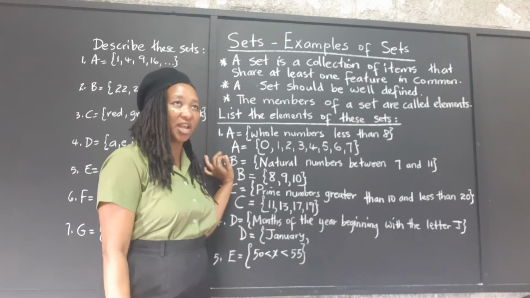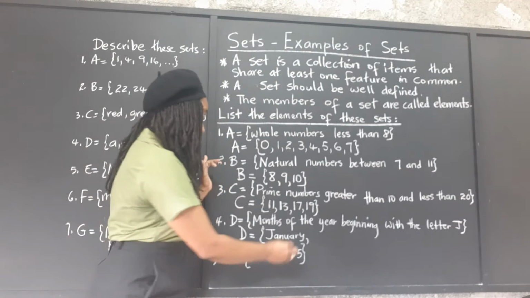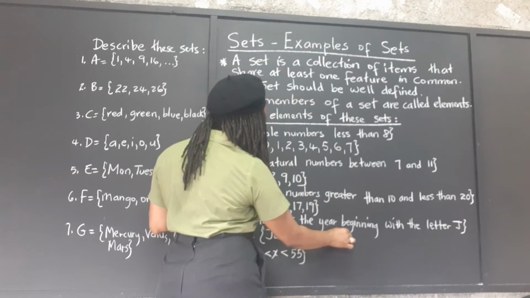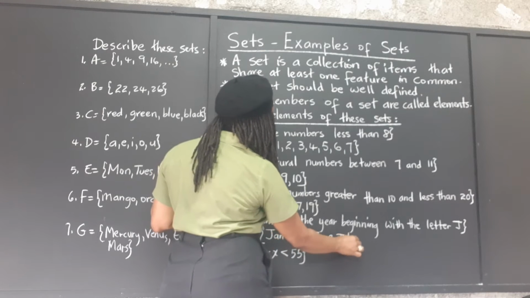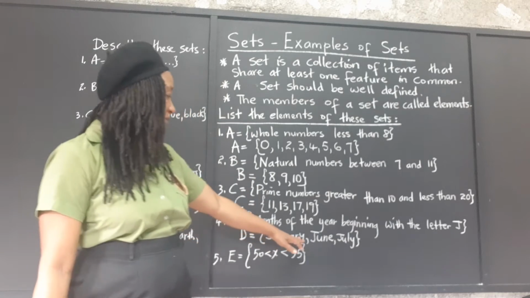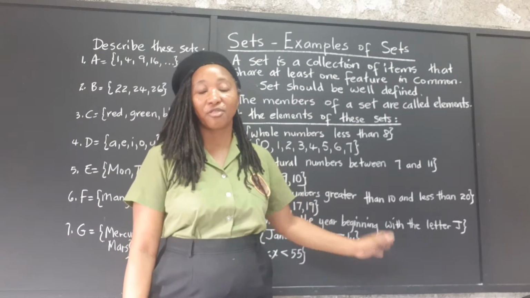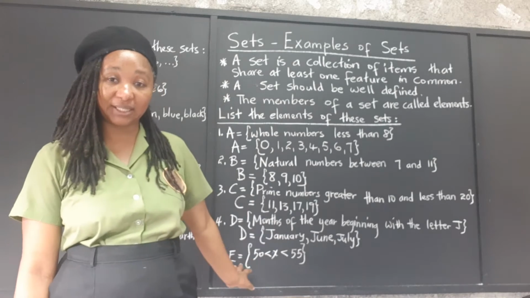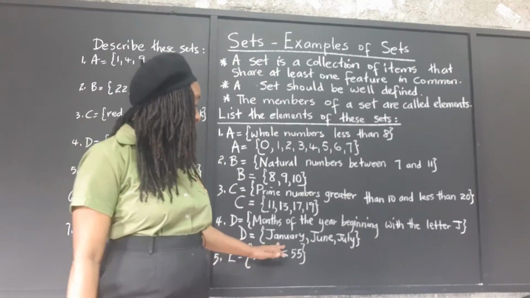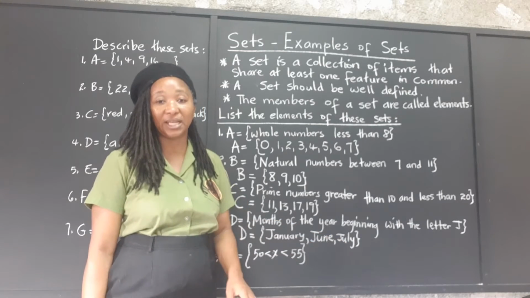February, March, April, May, June, July starts with a J. August, September, October, November, December. So 3 months of the year. 3 elements in this set, at least in the English language. 3 months of the year that start with the letter J.